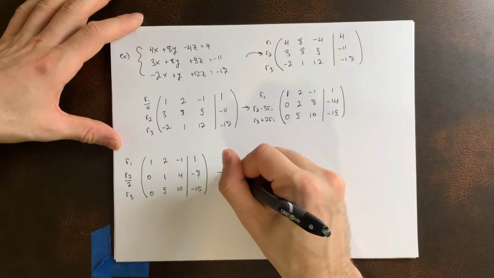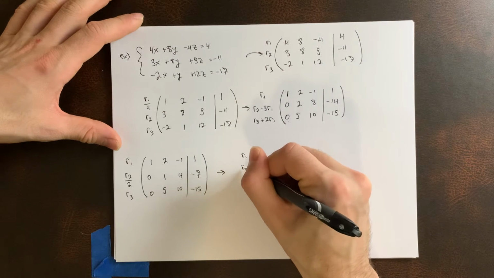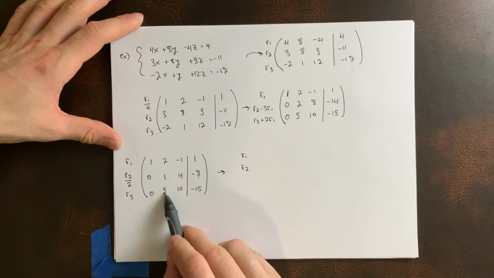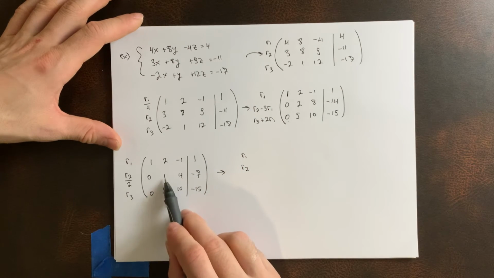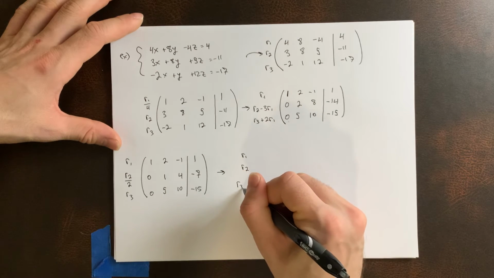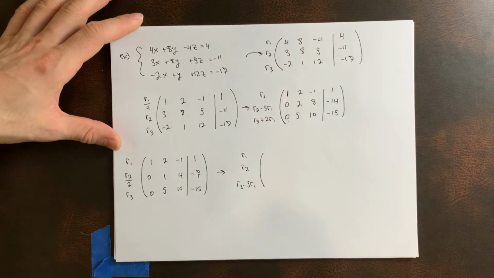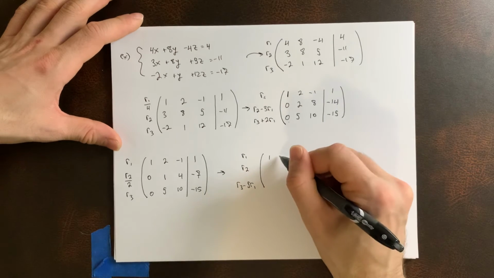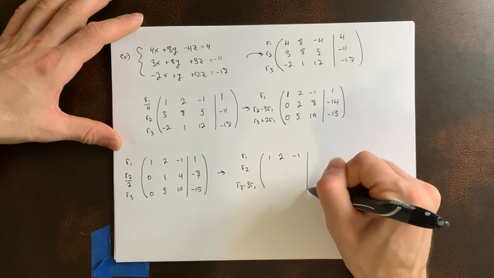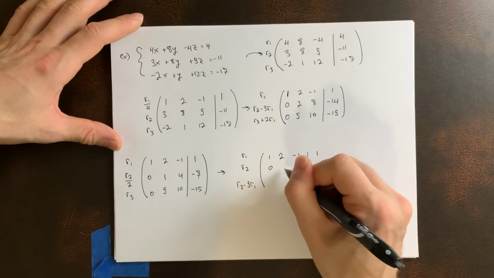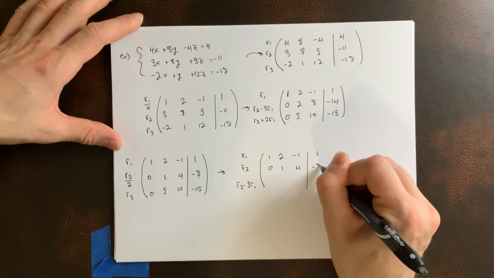So let's leave our row 1 and row 2 the same. In order to make this a 0, we can subtract 5 of this from it. So we're going to do row 3 minus 5 row 1. Okay, so we're going to have 1, 2, minus 1, 0, 1, 4, minus 7.